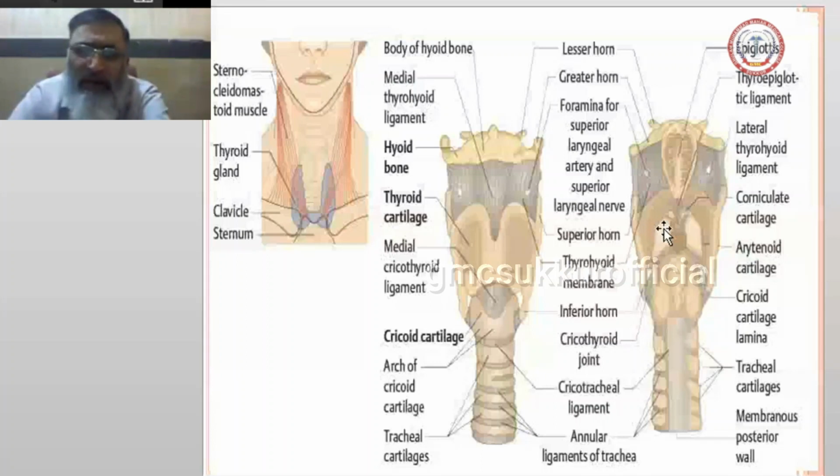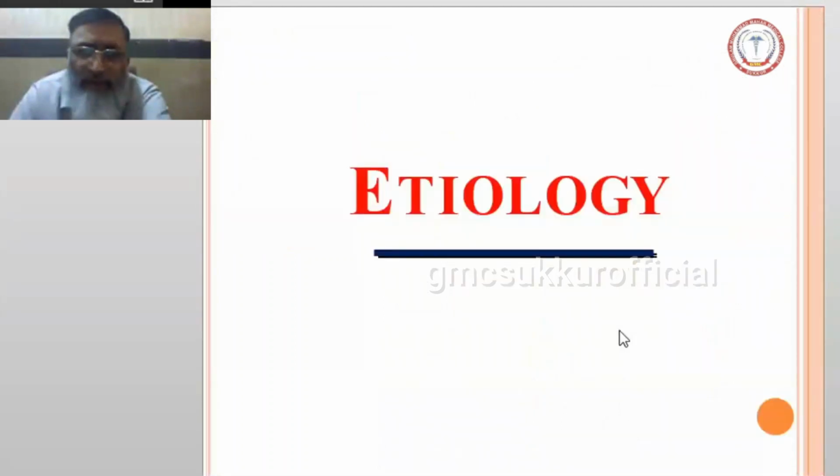So the main aim of our purpose is to see the status of the vocal cords in case of endoscopies. This is the area where we go for the endoscopy. Now again we are shifting over to the endoscopies.